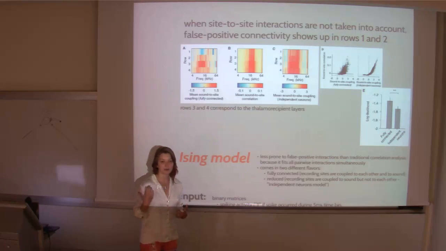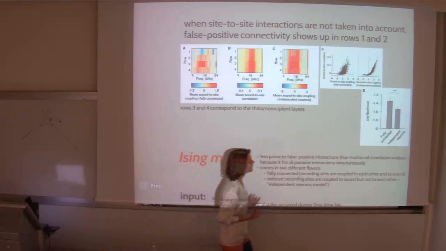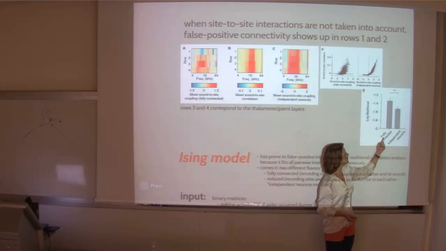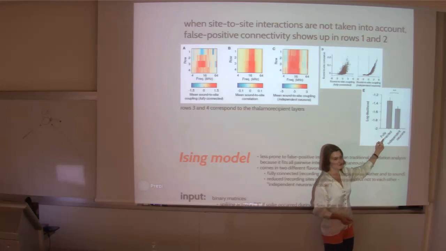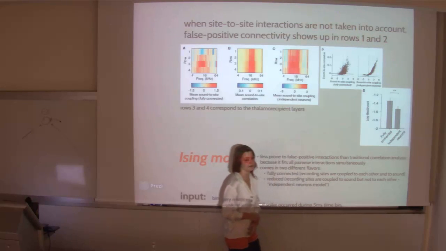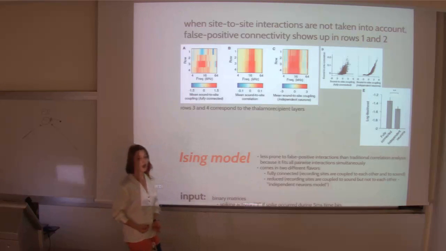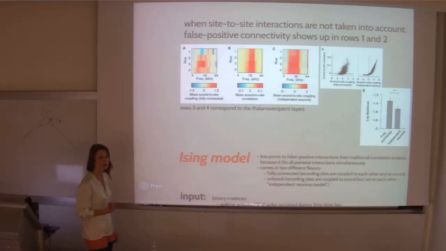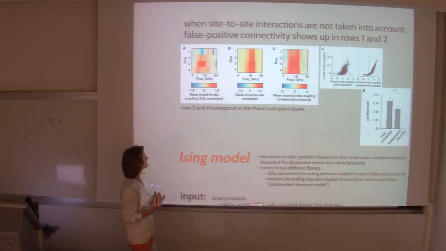Now, does it actually work better? If you look at the log likelihood of the independent neurons model versus the fully connected model, we see that the fully connected model indeed performs better. It's more predictive of the activity than the reduced model. So indeed, these sight-to-sight couplings add to what we know in our analysis.